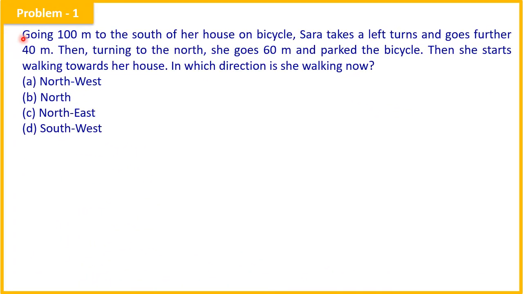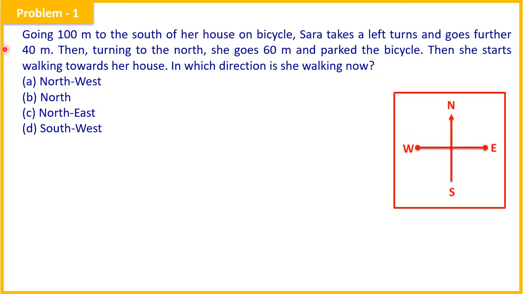Problem 1. Going 100 meter to the south of her house on bicycle, Sarah takes a left turn and goes further 40 meter. Then turning to the north, she goes 60 meter and parked the bicycle. Then she starts walking towards her house. In which direction is she walking now? So these are the four main directions.